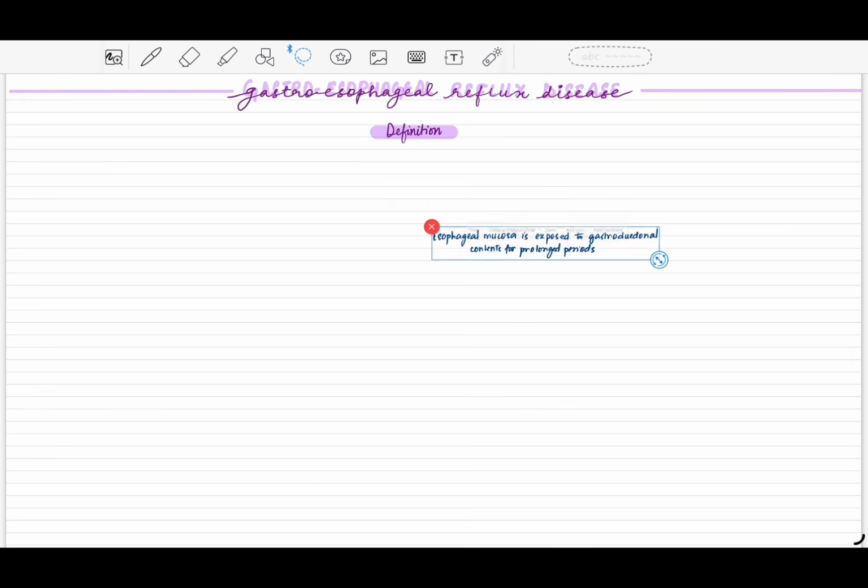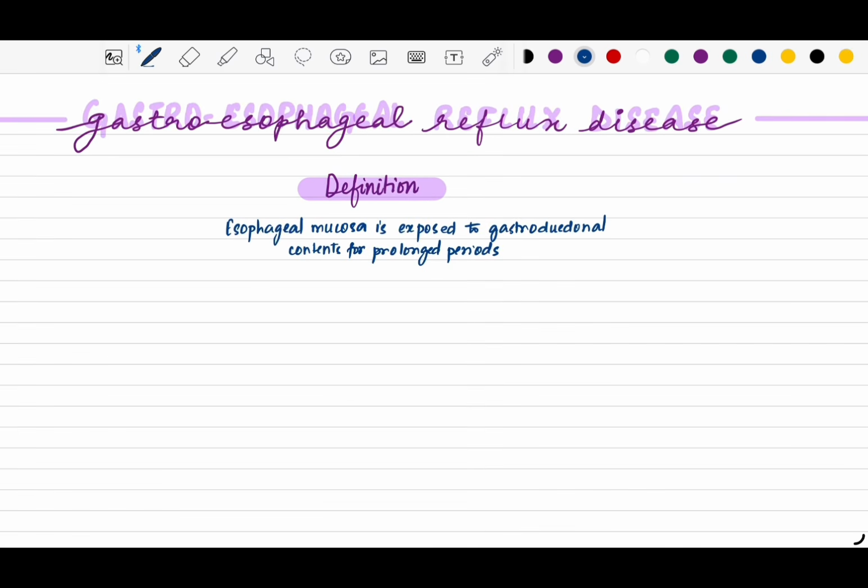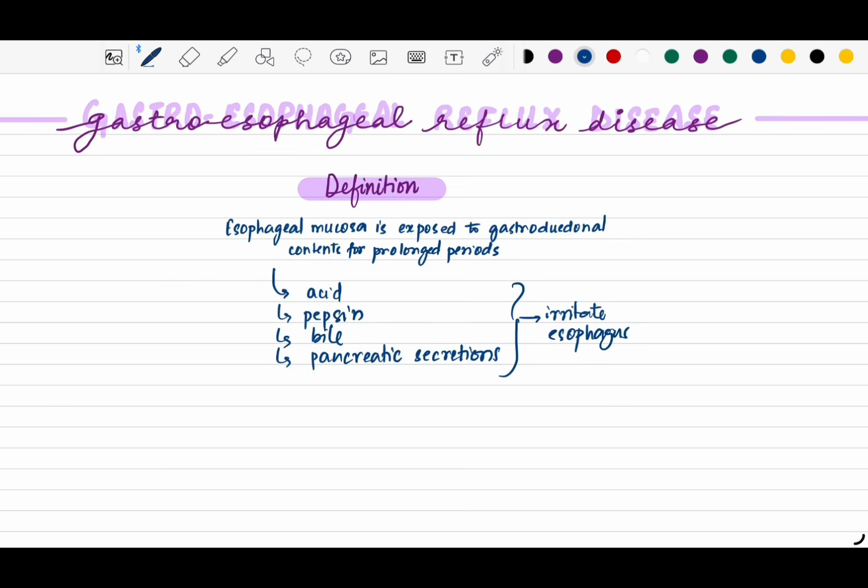Now GERD develops whenever the esophageal mucosa is exposed to the gastroduodenal contents for a prolonged period of time. These contents include the stomach acid, pepsin, bile, as well as the pancreatic secretions. These contents have the ability to irritate the esophagus, as a result producing the symptoms. This means that GERD is going to develop whenever we have failure of normal anti-reflux mechanisms.